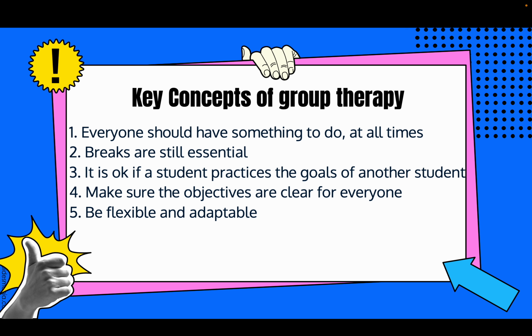And it's okay if a different student, I should have said client, I apologize here. It's okay if a different client practices the goal of another client or student. That's okay. It's all right if, let's say, not everybody's working on their sound, but we have everybody practice their sound. If not everybody's working on vocabulary growth, it does not hurt for everyone to work on vocabulary growth together, even if that's not your goal. But you want to make sure that the objectives are very, very clear to everyone.